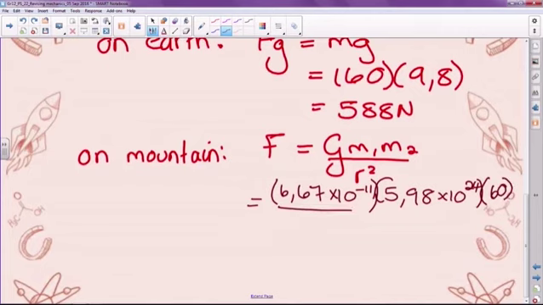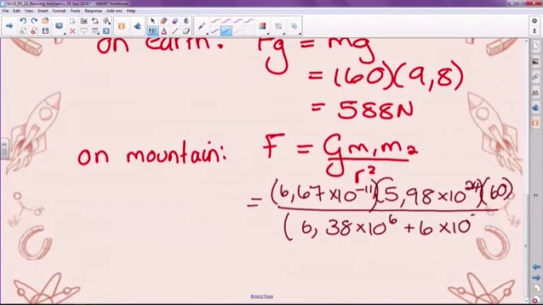Okay, can you tell this is not on my bucket list? Then, the radius of the Earth is 6,38 times 10 to the 6. But now it is another 6,000 meters. So you can either write the 6,000 or you can recognize that it's 6 times 10 to the 3 that you need to add together and square root it.